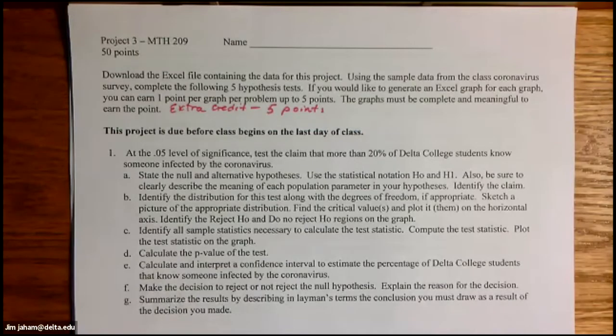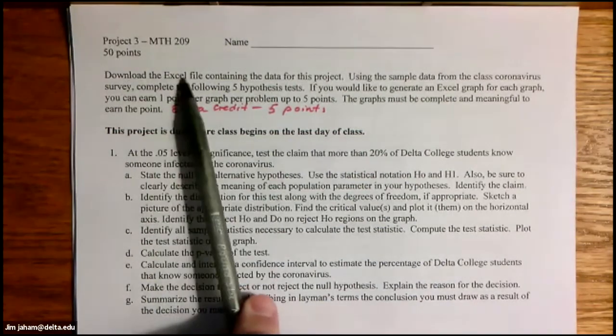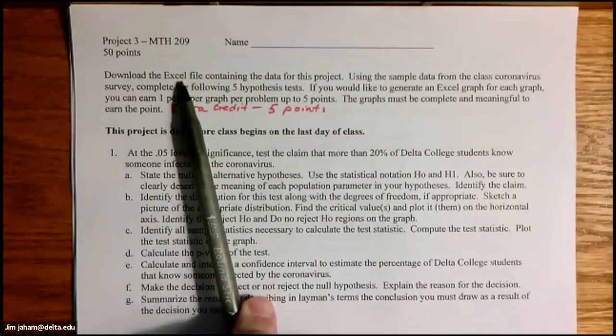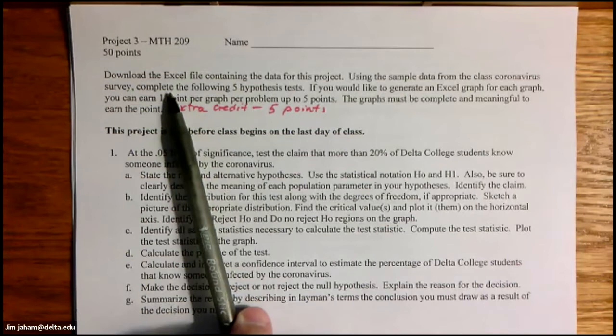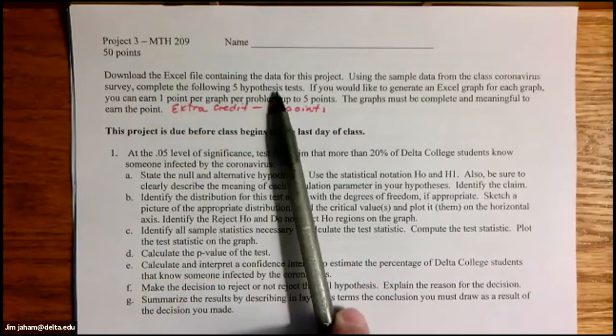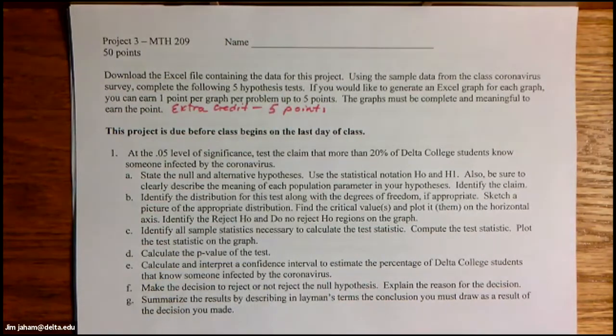So here's project 3. You will need the Excel file that I sent to you because that has all the sample data. Basically, I'm asking you to do 5 different hypothesis tests. At the bottom of the spreadsheet that I sent you, you'll see 1, 2, 3, 4, 5, and it gives you the sample data corresponding to each of the 5 tests.